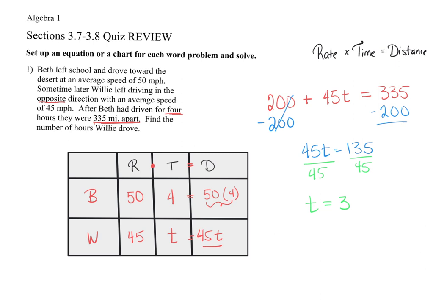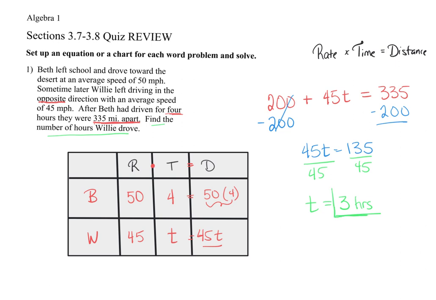What did I solve for? Look back at my chart and find that variable. What did I solve for? The time for who specifically? Willie. So I solved for the time that Willie drove. He drove for 3 hours. What I want to do is look at that question. Find the number of hours Willie drove. I solved it. I'm done.